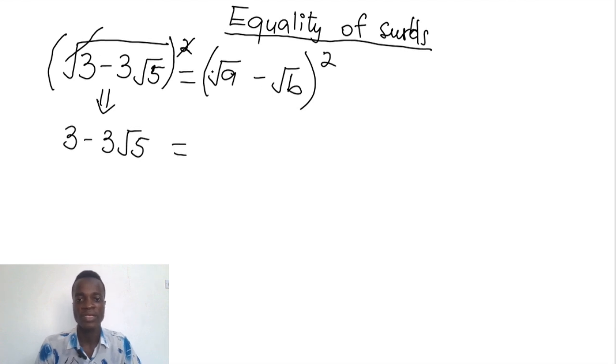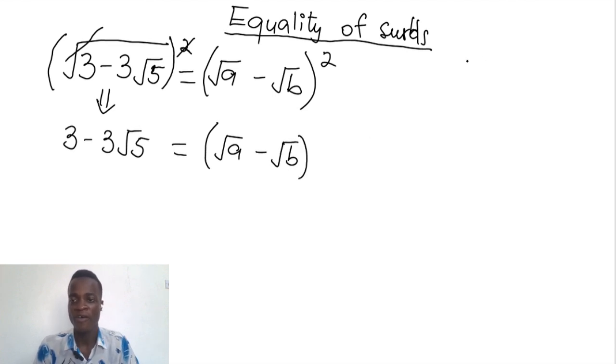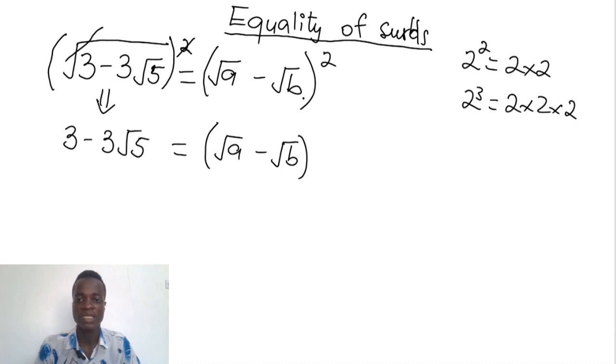But here everything is not under one umbrella, so this square root cannot eliminate that. So you need to do your expansion. Basically, this one is trying to give you root a minus root b. Remember, if you have 2 squared, it's the same as 2 times 2. 2 cubed is just 2 times 2 times 2. So if you have root a minus root b all squared, you just write root a minus root b, multiply by another root a minus root b.